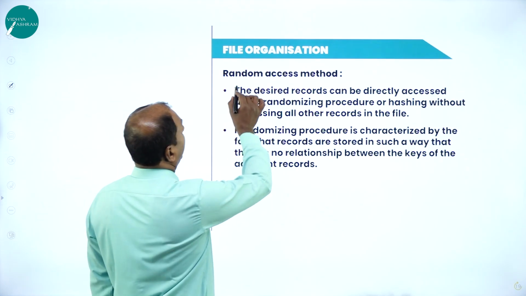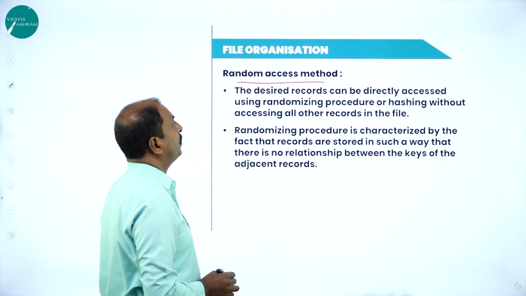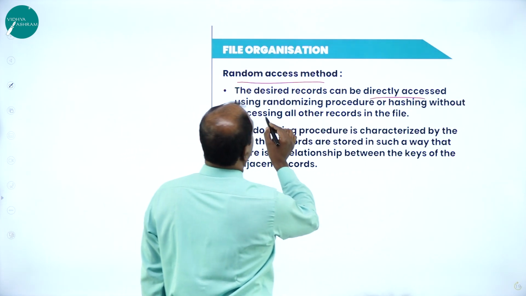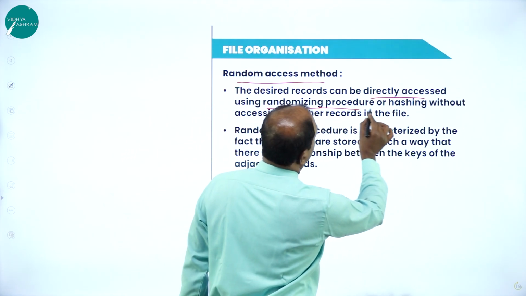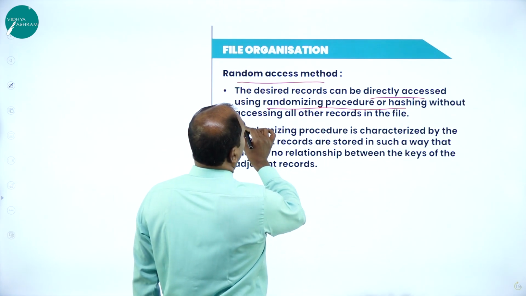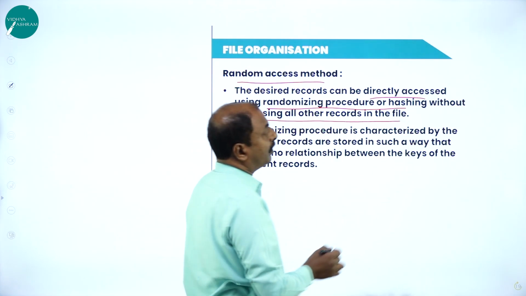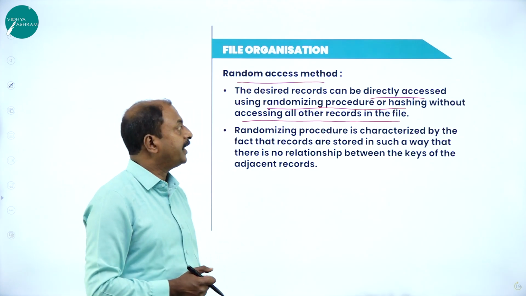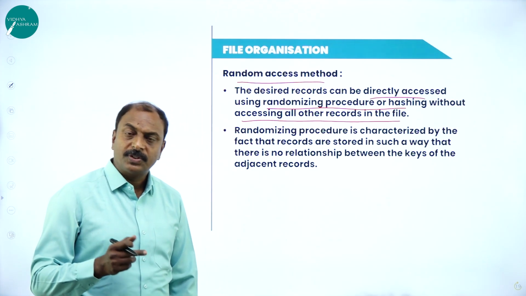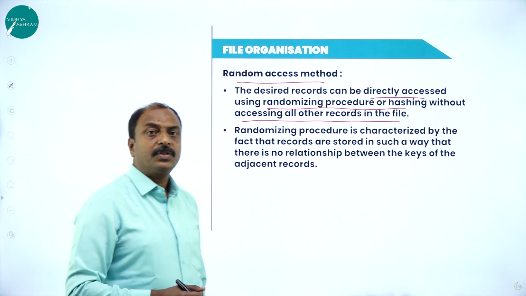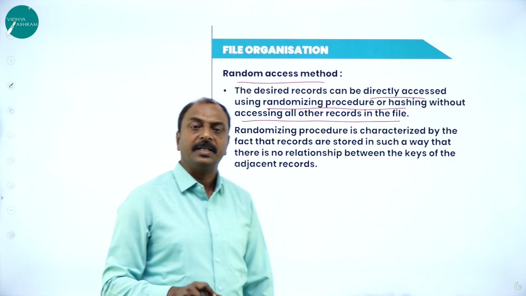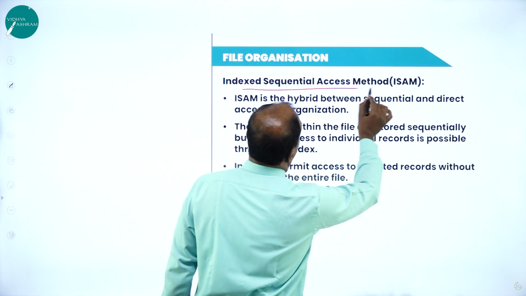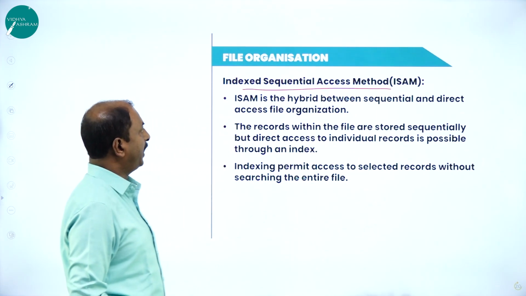Next one is the random access method. Here the desired records can be directly accessed using a randomizing procedure or hashing, without accessing all other records in a file. So it is possible to directly access any record without processing the previous records, that is, without accessing serially or sequentially.